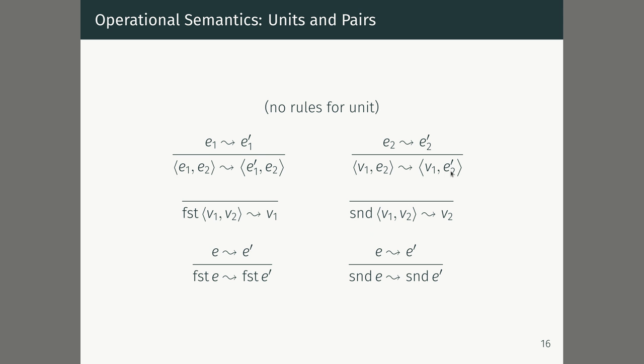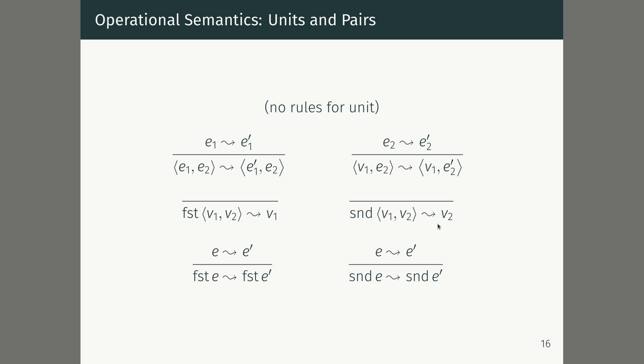Okay, well, that's sort of evaluating until you get a pair value, but what do you do with a pair value? Well, if you have a pair value, you can take the first component and say, if I have first of V1 comma V2, then I get V1. Or you can say, if I take the second component of V1 comma V2, I'm going to get V2.